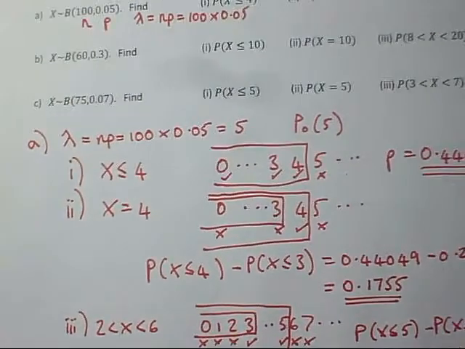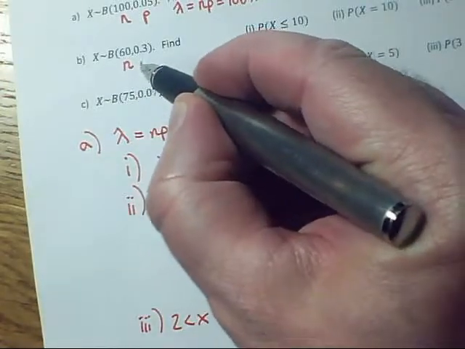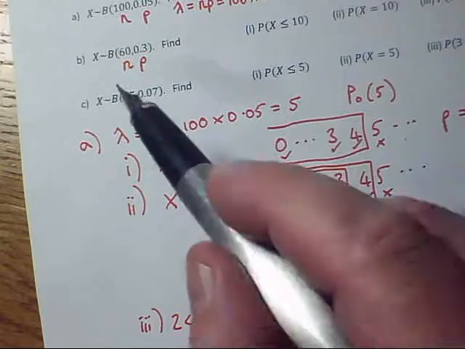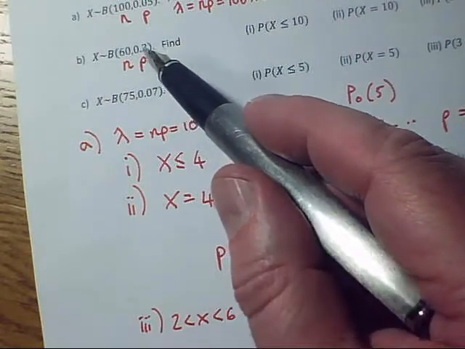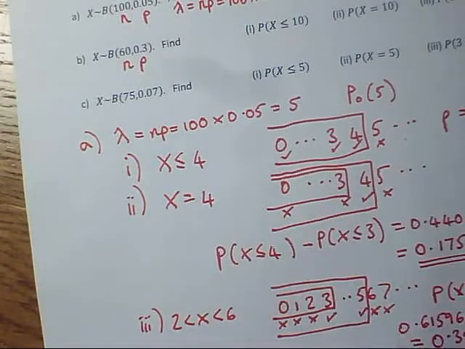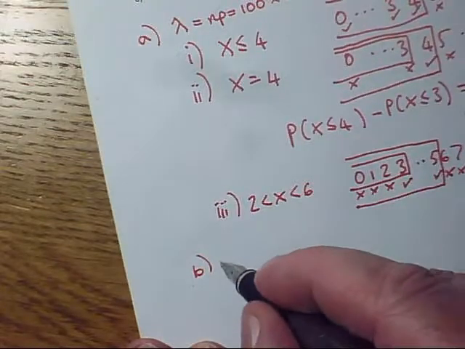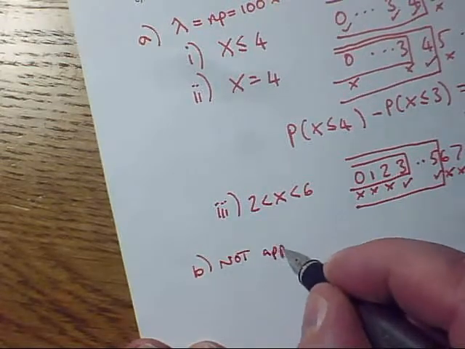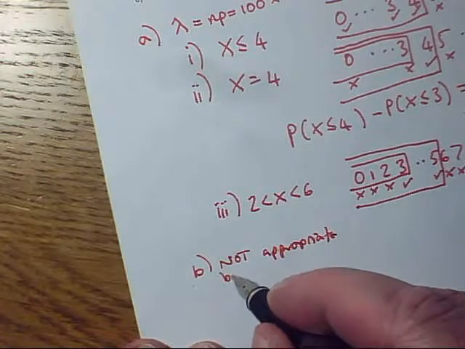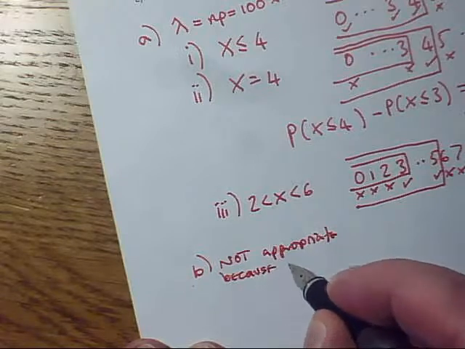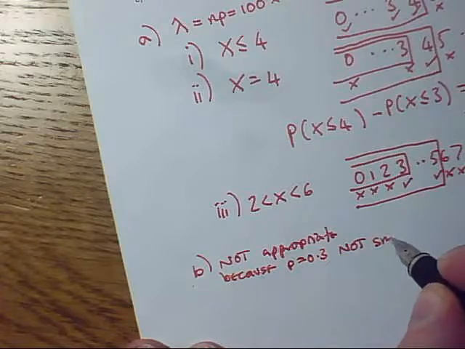Okay, on to part B. In part B, I've got an n of 60 and a p of 0.3. Now the conditions are n must be large. Yes, 60 is large. P has got to be small. Now 0.3 is not close enough to 0. So for B, we're just going to say not appropriate, and we're going to say why. The question says explain why it's not appropriate. It's not appropriate because p equals 0.3 is not small.